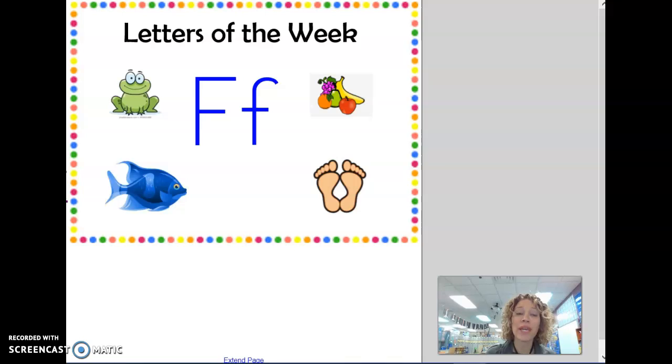Take a look at our letter of the week. It's the letter F, and here are some things that begin with the letter F. The F sound. Frog, fruit, fish, feet. They all have the F sound. So we'll keep looking at different things that start with the letter F too.